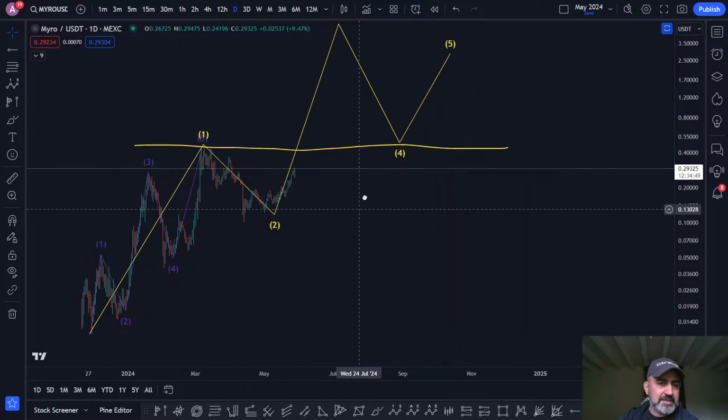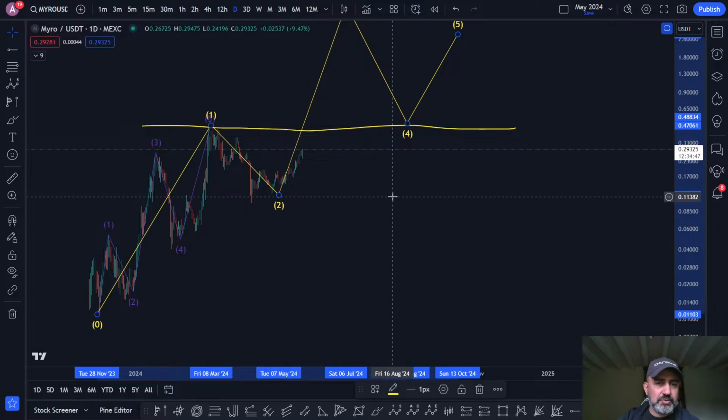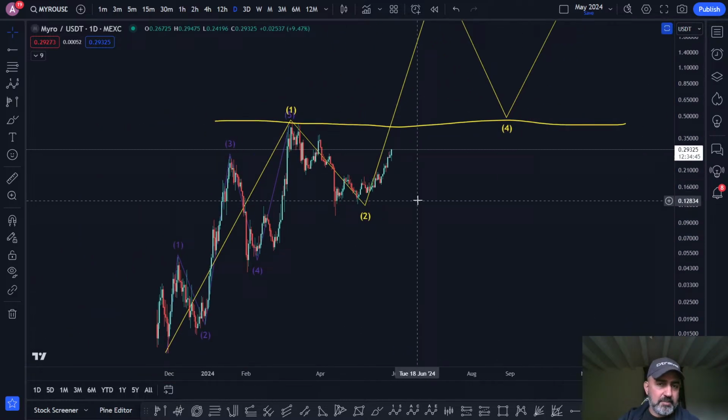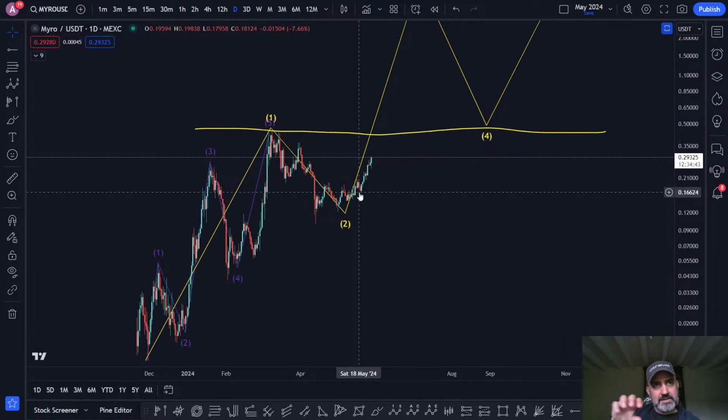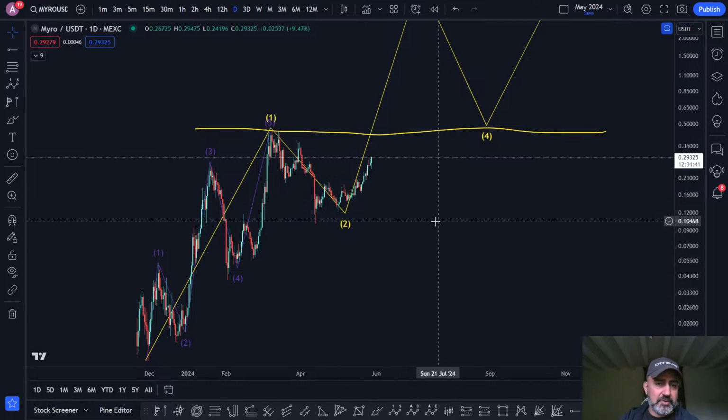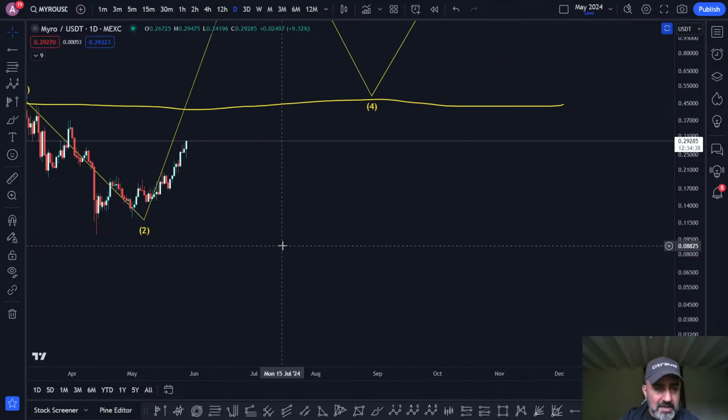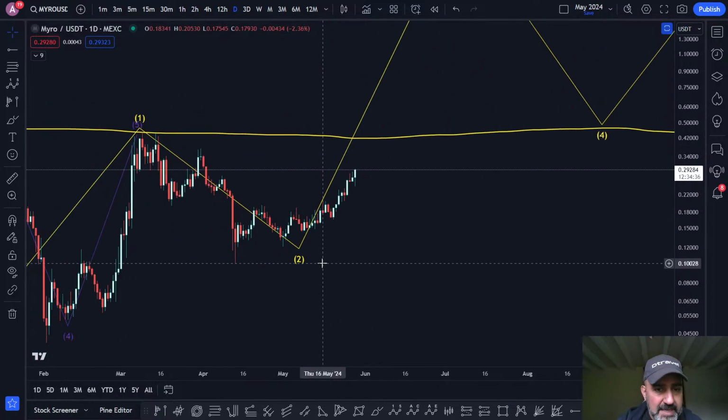So now I don't know whether this 2 is finished or not. I can't tell. It's a lot easier to look back and tell than to try and preempt the future. Could that be impulsive? It could be. There was a little impulse here.